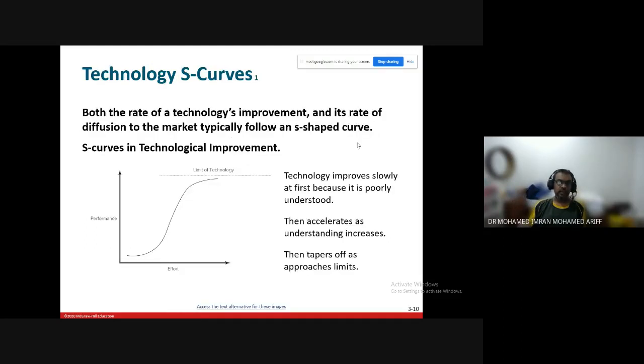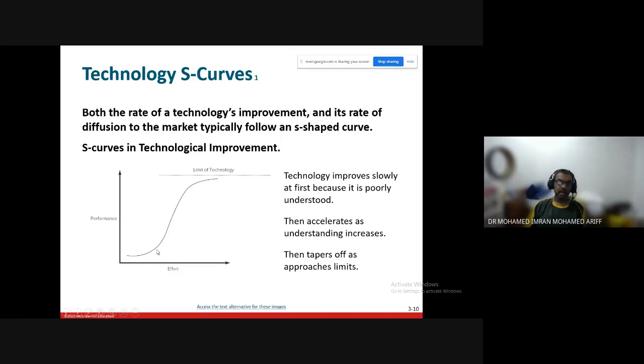All right, and then we also have the S curve. The S curve means you have your performance and you have your effort, and this is technology. Over time, performance and effort increase.